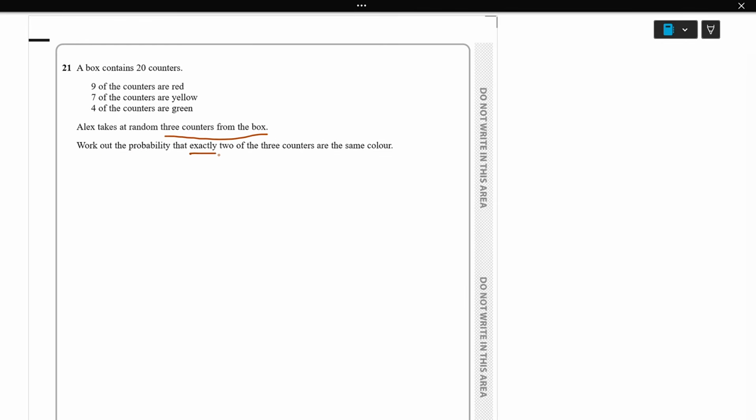Next question number 21. A box contains 20 counters. 9 of the counters are red, 7 of the counters are yellow, 4 of the counters are green. Alex takes a random 3 counters from the box. Work out the probability that exactly 2 of the counters are the same color. 2 of the 3 counters.